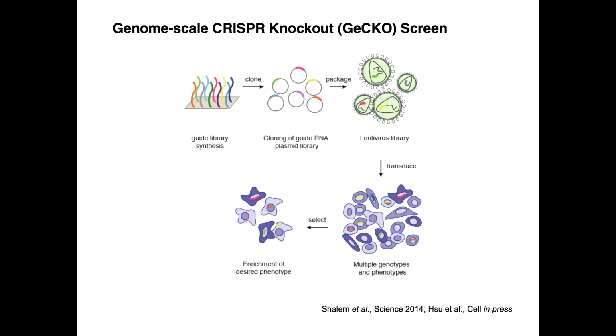One other thing we did that Ophir will talk about later is genome scale CRISPR knockout screening, where essentially you can, in a big population of cells, knock out every single gene throughout the human genome. This would allow you to really do genome scale screens for cancer, for neural development, for anything really.